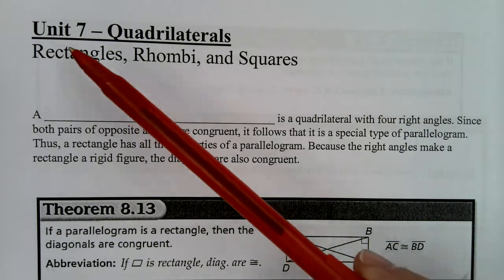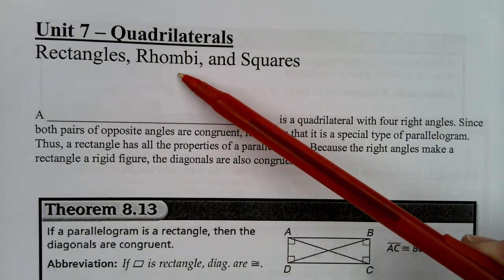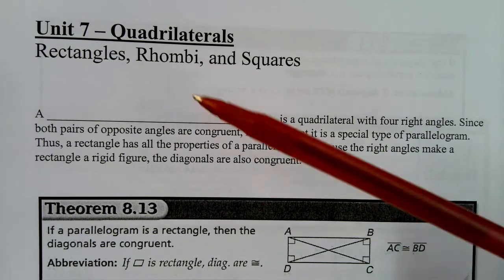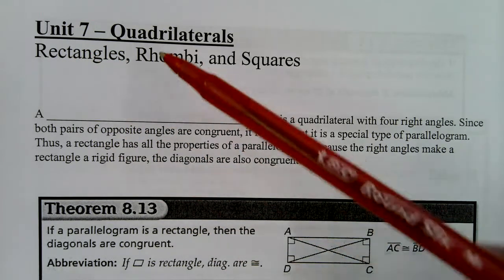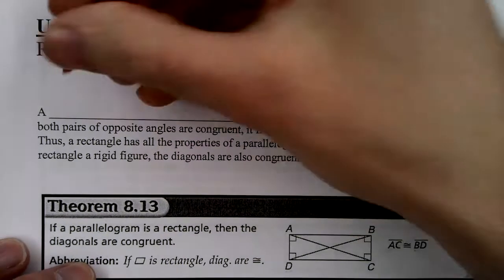There's rectangles, there's rhombi, which is the plural of rhombus, or it might be called rhombuses. Either one is fine. And then there's squares. So these are all special parallelograms. It means that everything that's true about parallelograms is also true about rectangles, rhombi, and squares. So we're going to start with rectangles today. A rectangle is a quadrilateral with four right angles.